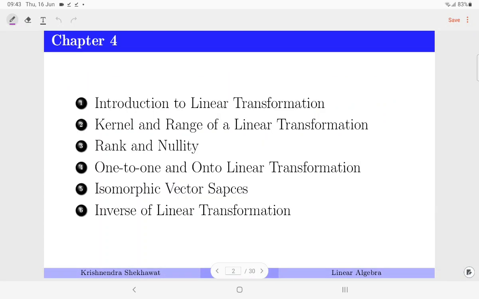Good morning everyone. So today we are going to discuss the last topic of this chapter, which is inverse of linear transformation.